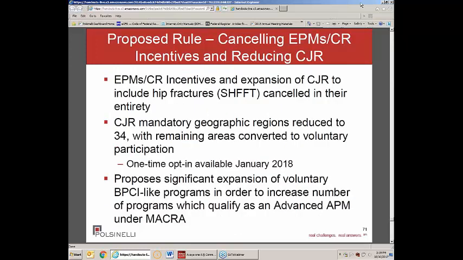With the change in administration, those EPM and cardiac rehab incentives and the expansion of CJR to include hip fractures were canceled in their entirety. CJR will still have mandatory geographic regions, but they'll be reduced to 34 regions, with the remaining areas being voluntary to participate. In order to participate, providers will need to opt in by January of 2018. This proposes a significant expansion of the voluntary programs in order to increase the number of programs that qualify as an advanced APM. I think it'll just take some time for this administration to get their arms around the various programs, what they want them to look like, and how it coordinates with MACRA and some of the other quality initiatives they're going into. So more to come on that.